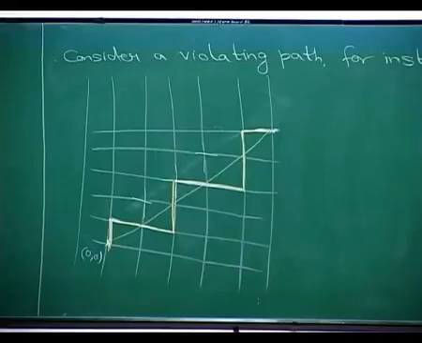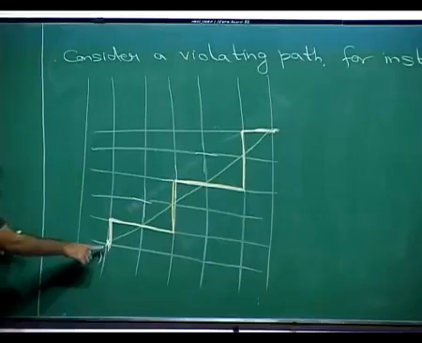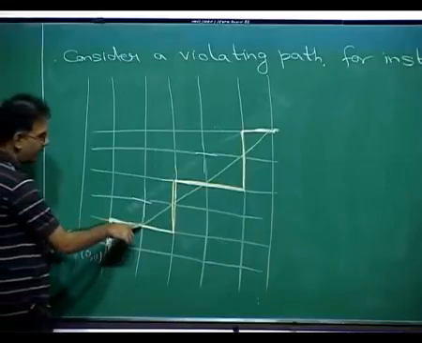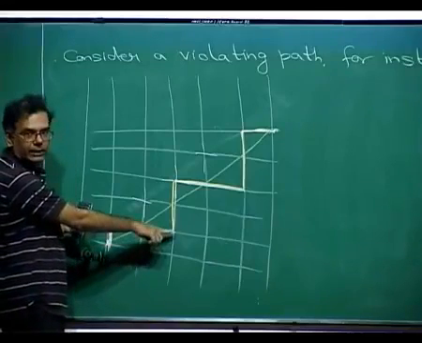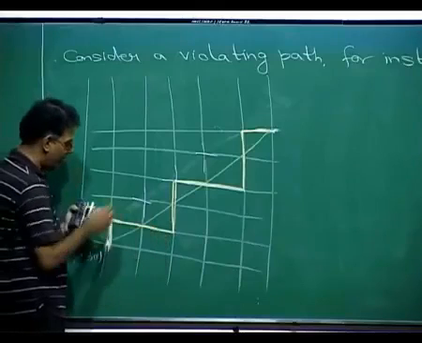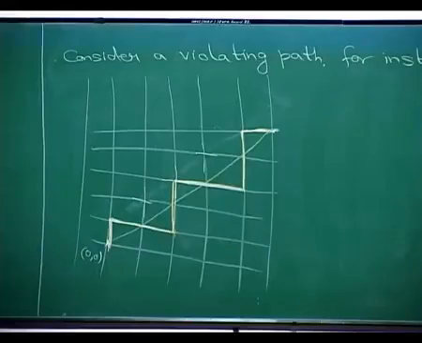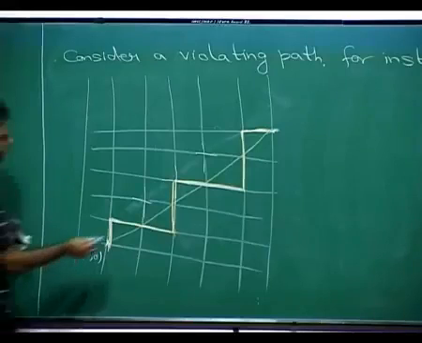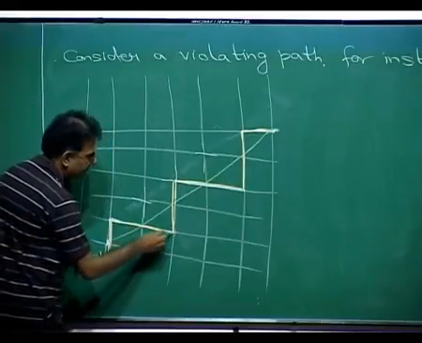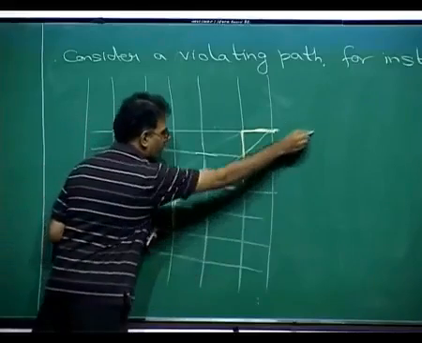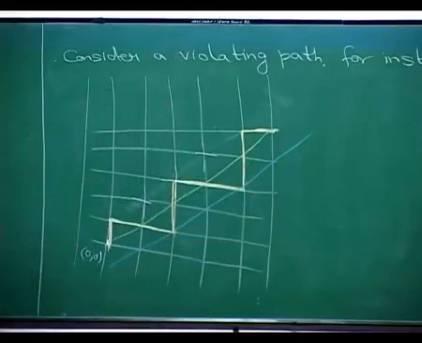So what I want to do is look at the point at which the condition is first violated. So I go along the path. This point is okay. This point is okay. But this point is not. This point has come below the diagonal. So I mark this point, and there I draw a line which is parallel to the y equals x line. Then I reflect the rest of the path around this line.